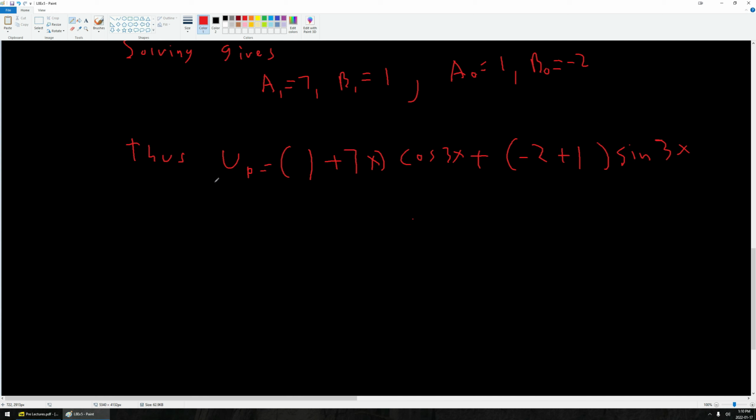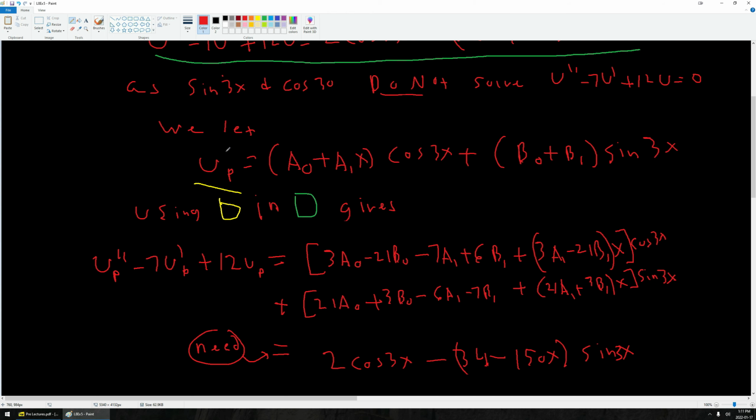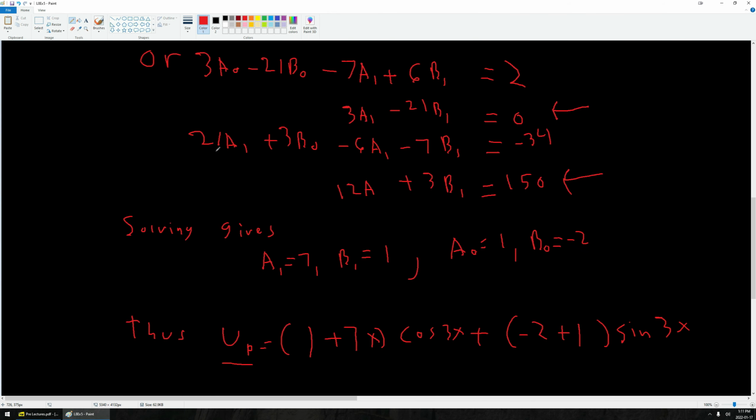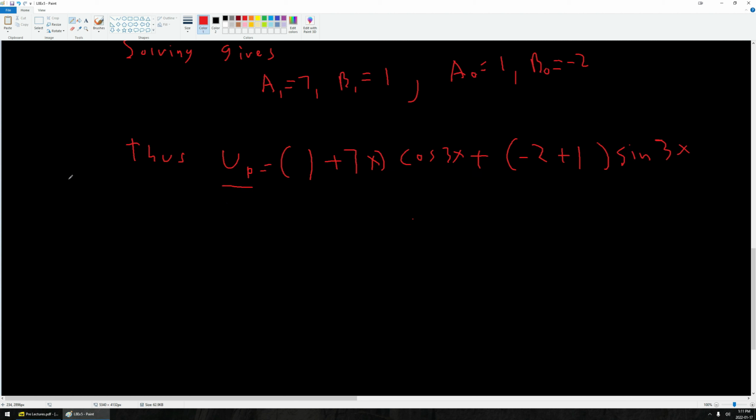Okay, so now that I have the solution for u sub p, I can plug it into my original ansatz over here, and I could simply conclude that y sub p is equal to this thing. So let's just copy it.